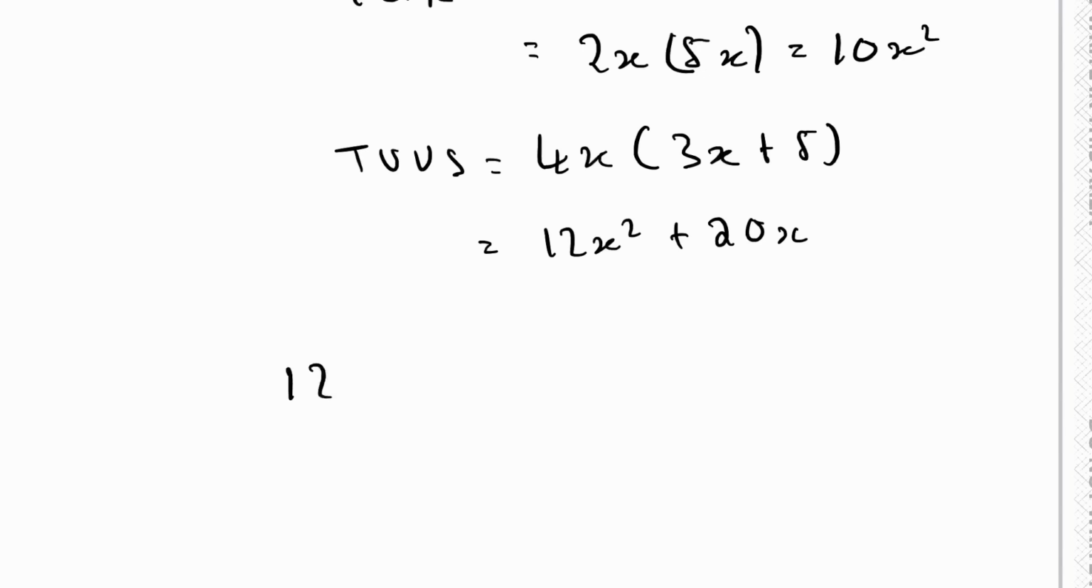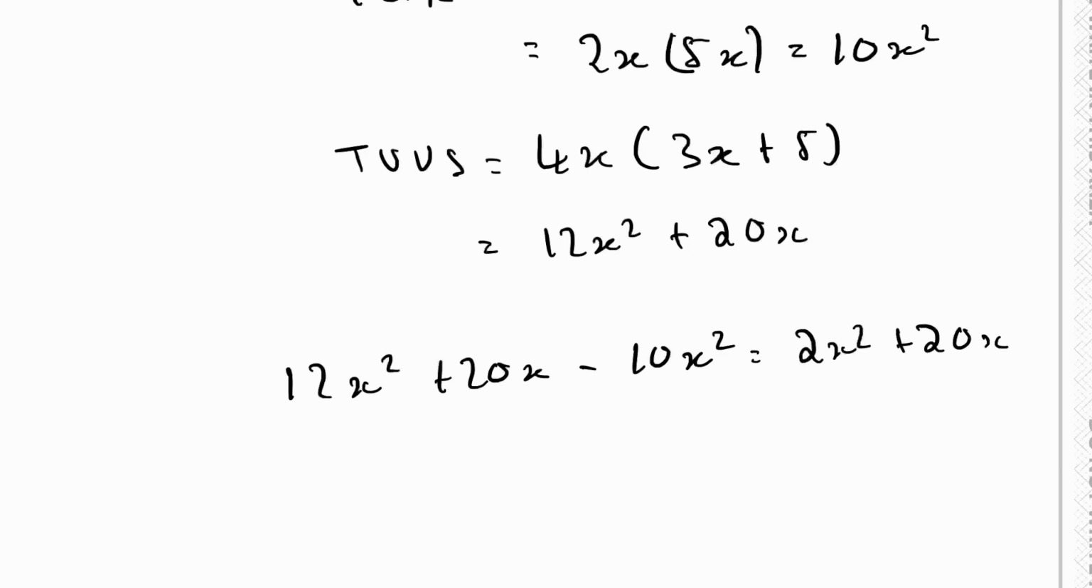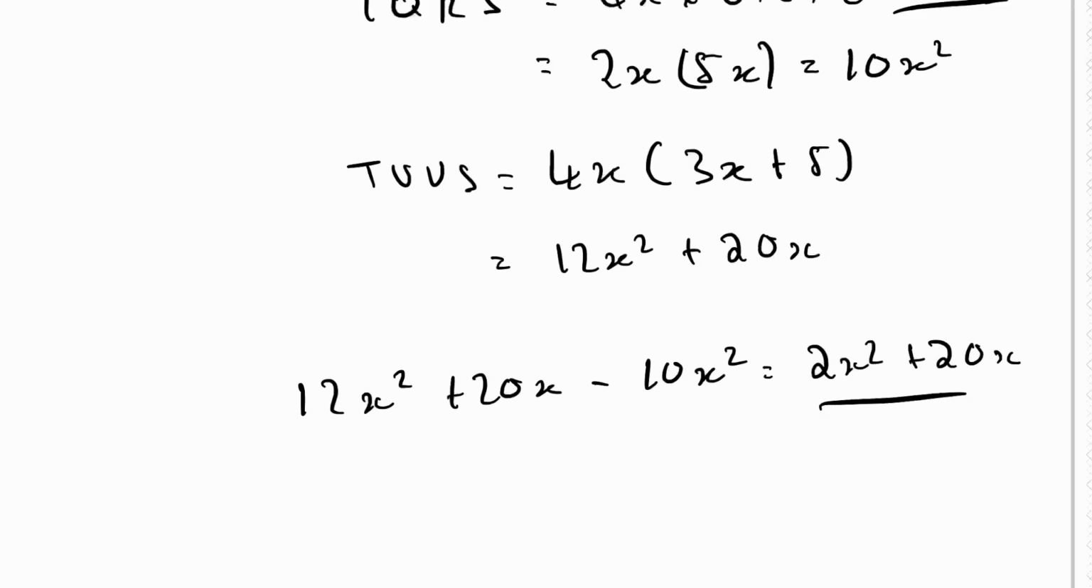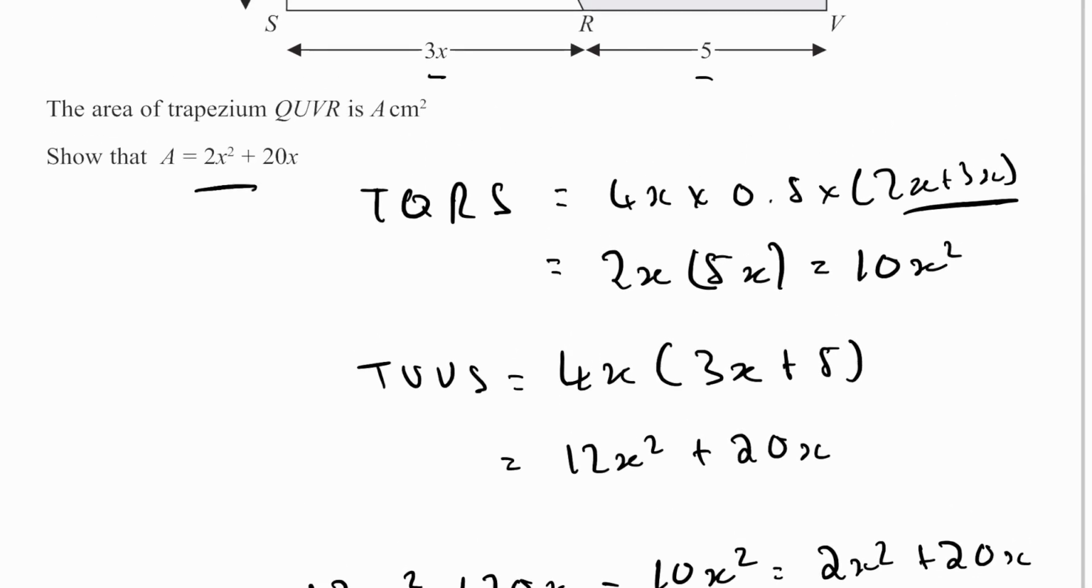Just make sure you do it in the right order. So it's 12x squared plus 20x is your rectangle, and you want to take away your trapezium from that. So minus 10x squared. And so you should get 2x squared left over plus your 20x. And you can see that matches what we were asked to prove over here.